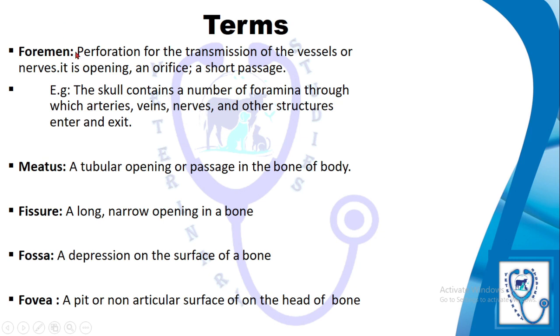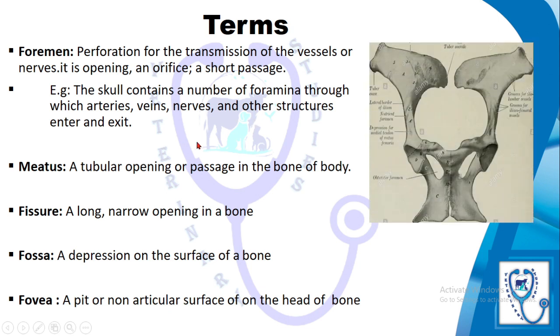Foramen. Foramen is a perforation or any opening for the transmission of blood vessels and nerves. In a skull, there are a number of foramina by which arteries, nerves and other structures enter and exit. At the base of the skull there is a foramen known as the foramen magnum, through which the spinal cord passes. As an example, I have given a picture of a pelvic bone. There are two foramina in a pelvic bone called the obturator foramen. These are the largest foramina in the body of the animal.